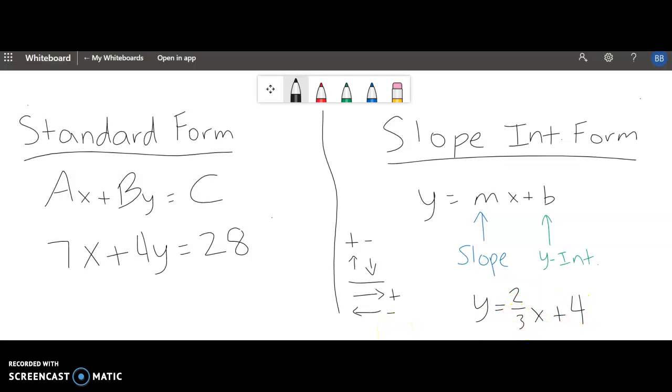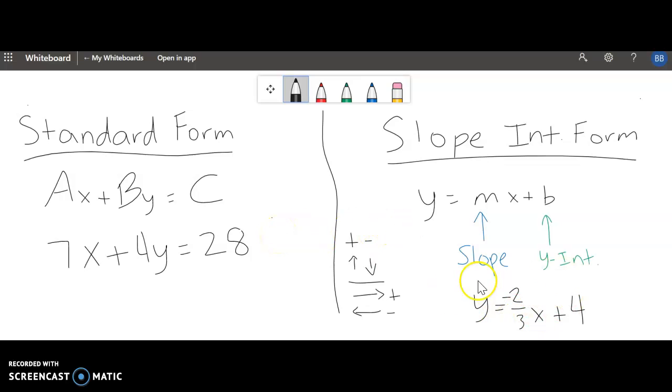Let's just do a random other example. If you had -2/3, you would go down because it's a negative, so you'd go down 2. And then this 3 positive, so right 3. So down 2, right 3. So that's how you would graph these. You always start at the y-intercept, and then you just follow the rules for where you would move to find the next point using your slope. And you can make the whole graph that way.